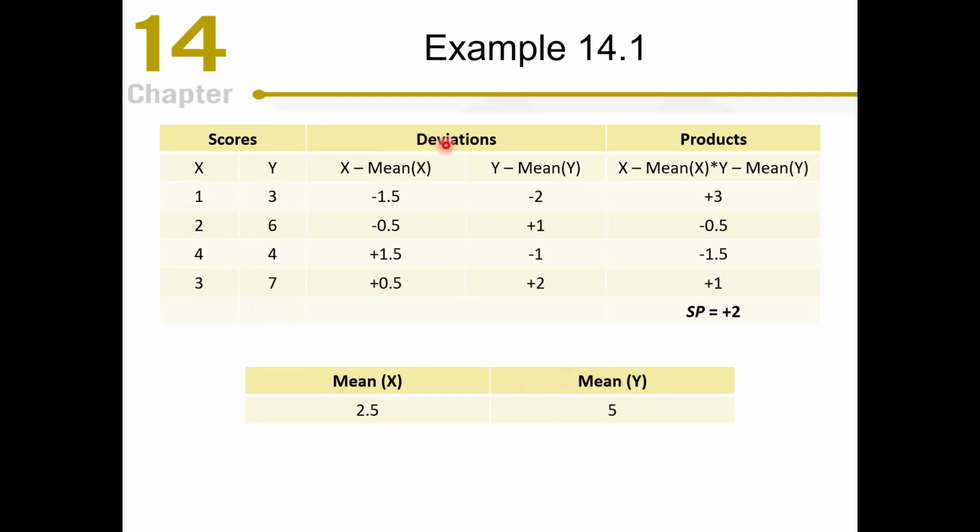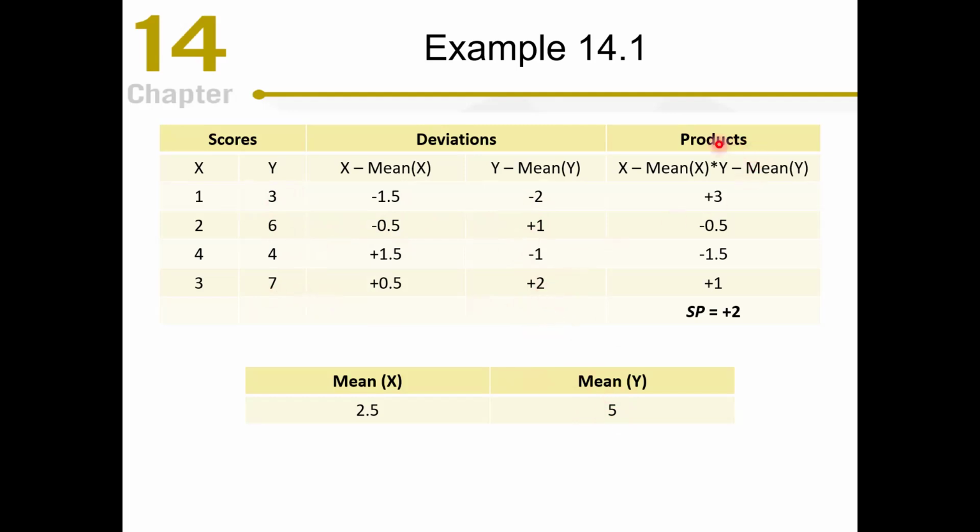In order to get your deviations, all you do is subtract your mean value from your X value here. And so you get -1.5, -0.5, positive 1.5, and positive 0.5. And again, you get the deviations, you do the same thing for your Y values, right? So your Y value is 3 here. You have 3 minus 5 is -2. 6 minus 5 is 1. 4 minus 5 is -1. 7 minus 5 is +2. All right, so now let's see what we do.